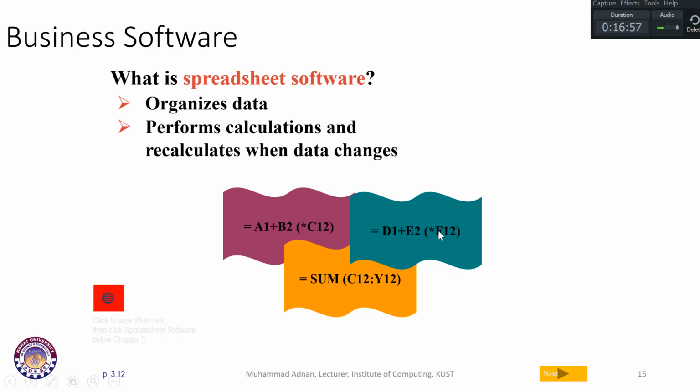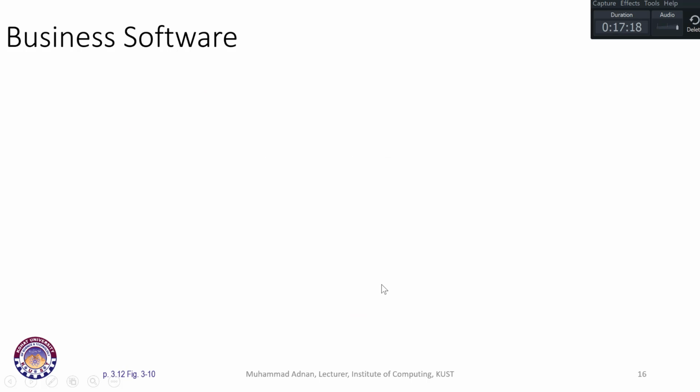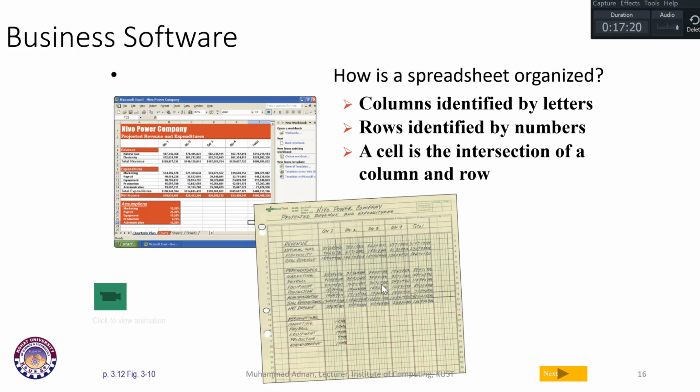So this operation will be performed first, and then multiplication will be performed, E2 multiplied by F12, and then the addition. If you want to sum the data from cell C12 to Y12, you can give this command separated by colon. You will see that the data from C12 to Y12 will be added. So this is an example of a spreadsheet.